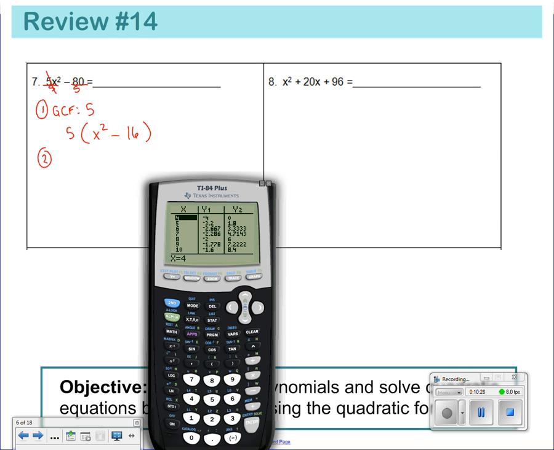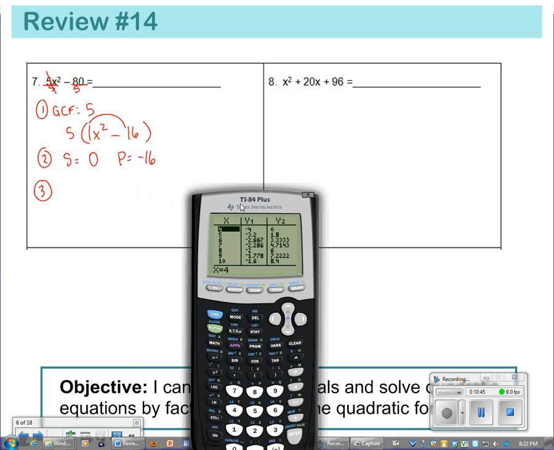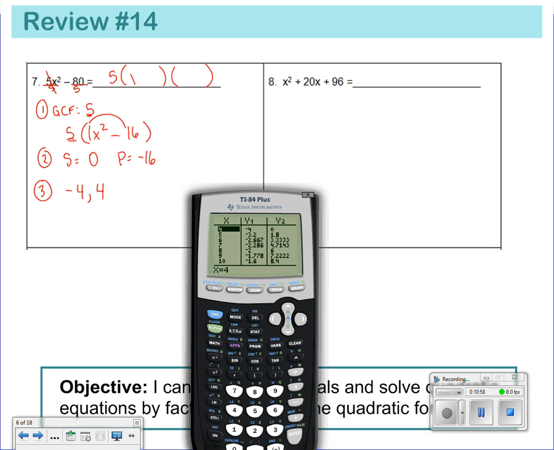Now we can do our sum and product. Our sum, there is no x, so our sum is 0. Our product, again, number in front of the x squared times our last, that'll be a negative 16. Last thing we do, I need two numbers that will multiply, give me negative 16, but add up to give me 0. Those two numbers are negative 4 and a positive 4. Write our answer. This time I do have a GCF, so I got to make sure I put the GCF out front, in front of my parentheses. My variables are x's, and now my factors are negative 4, positive 4.